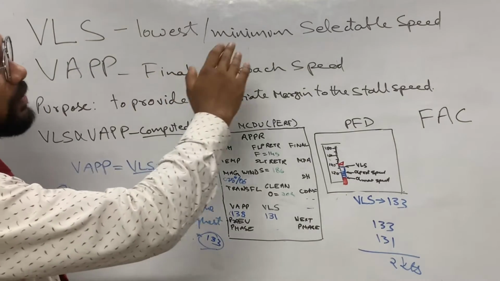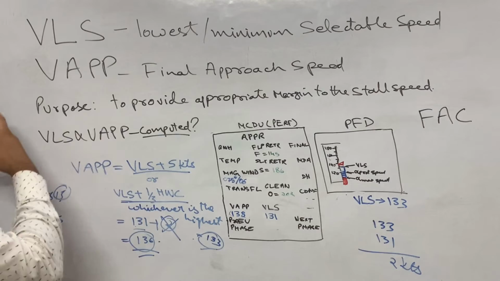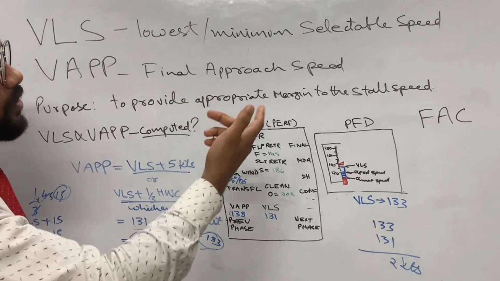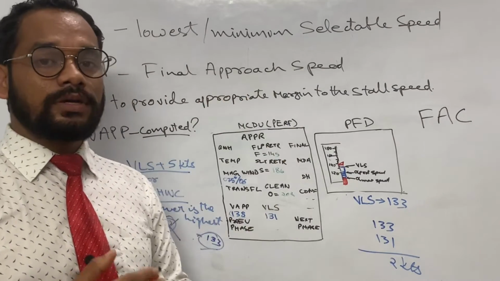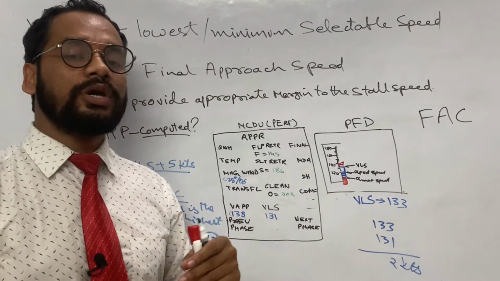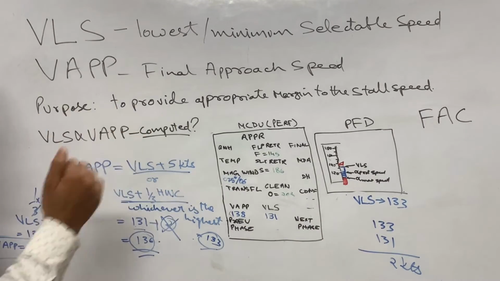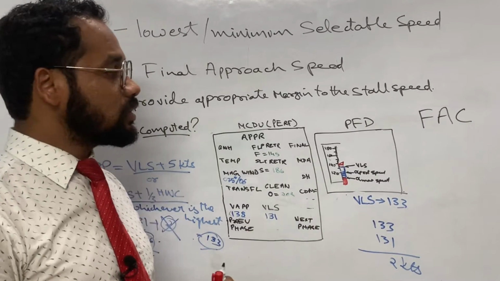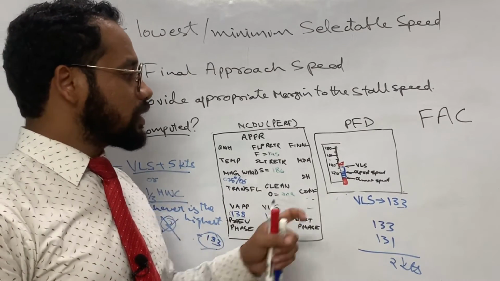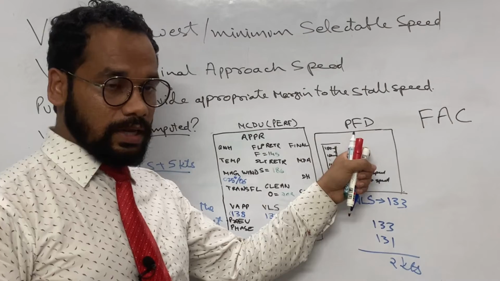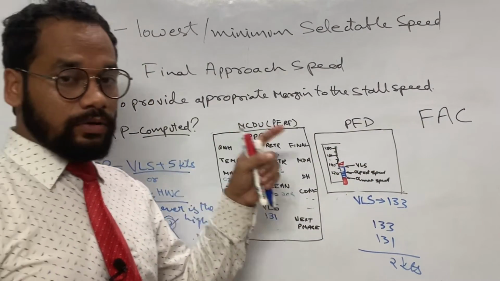VLS is the lowest minimum selectable speed and VAPP is the final approach speed, right? The purpose of VLS is to provide an appropriate margin to the stall speed, and the purpose of the final approach speed is to provide a stabilized approach, and that's by maintaining the approach speed. Next, we discussed where we see the VLS and VAPP. VLS can be indicated on the PFD, and it can also be indicated on the MCDU performance approach page.